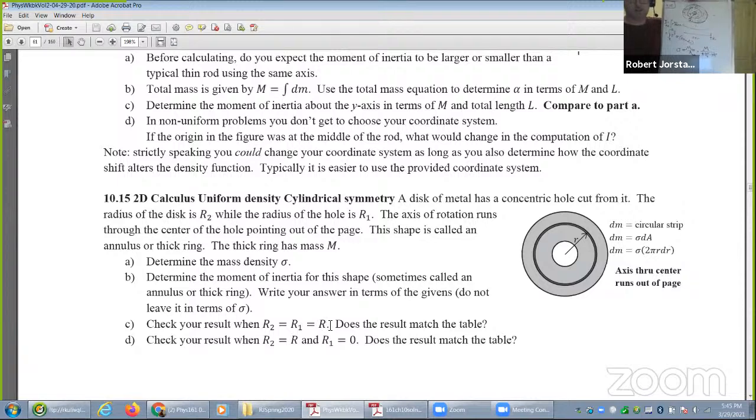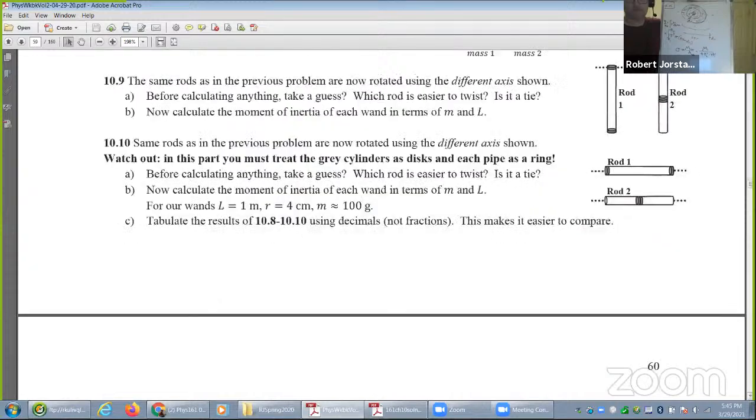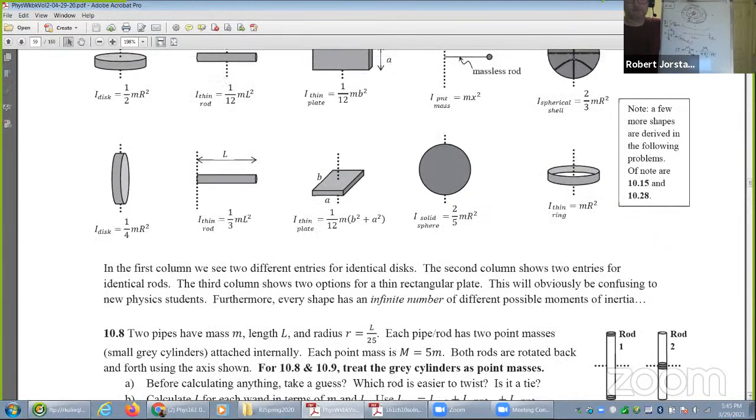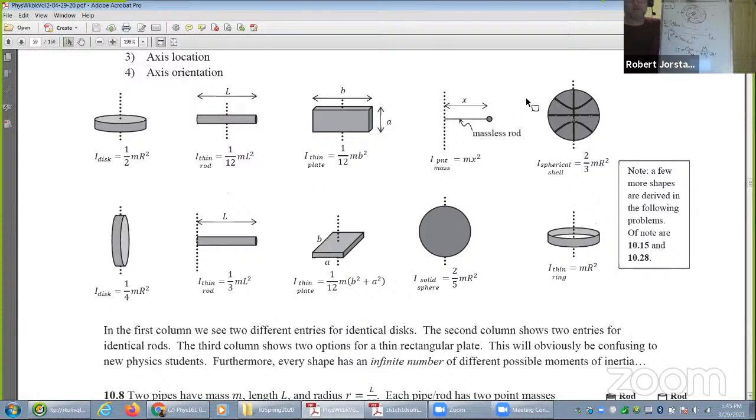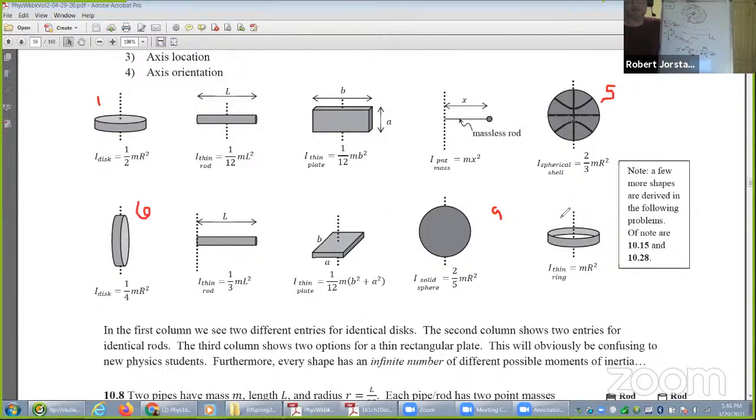Tell me which item in the table is used if R2 equals R1. If R2 equals R1, which object do we get? 1, 2, 3, 4, 5, 6, 7, 8, 9, 10. If R1 equals R2 equals R, which object are we essentially building here in this table?